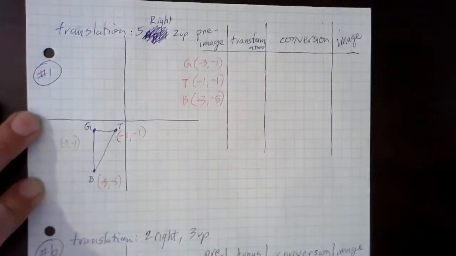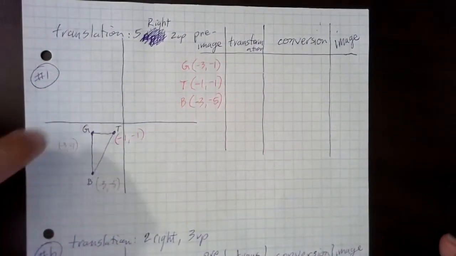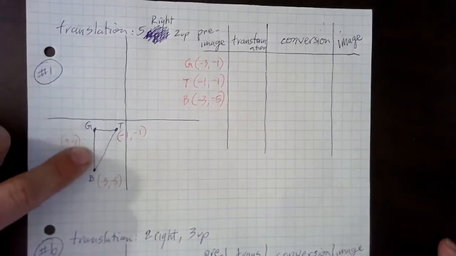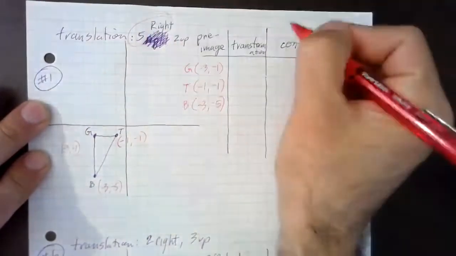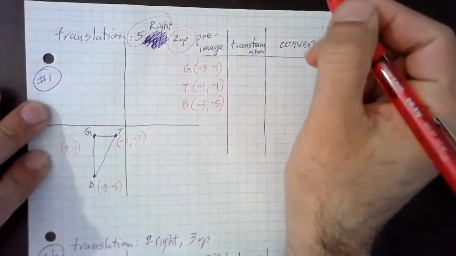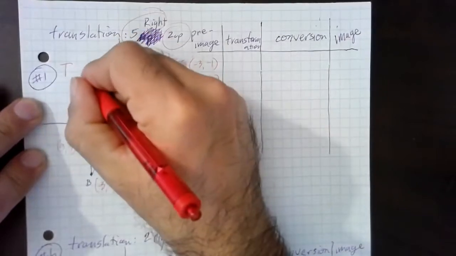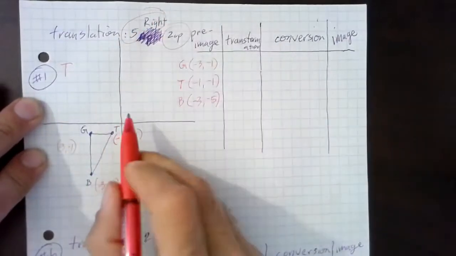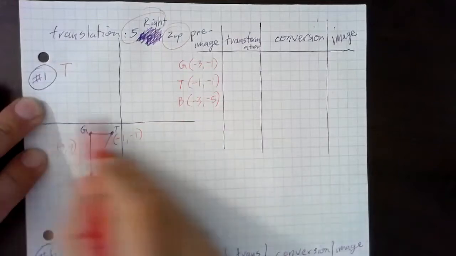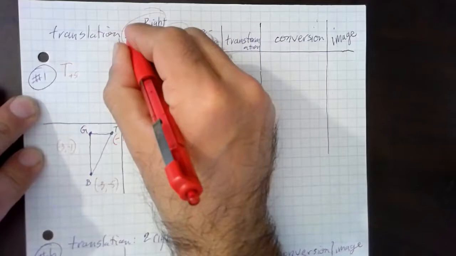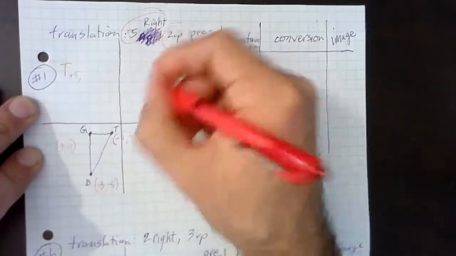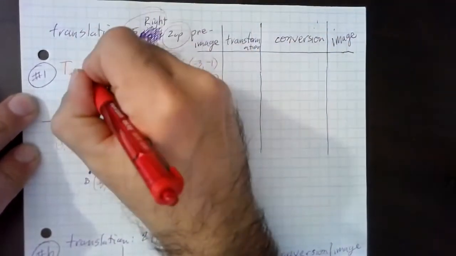Okay, so that's how I set it up. I look to see where the points are that I'm talking about specifically from the GTB triangle here. I put the pre-image points here, and now I want to figure out what translation I'm talking about. The translation has 5 to the right and 2 up. Remember, we put the X first. Since it's 5 to the right, that's our X movement, so I'm going to put +5 for X because it's to the right, it's positive. And then 2 up is the Y translation, so we're going to put +2.